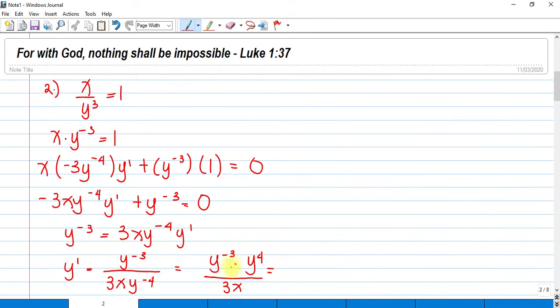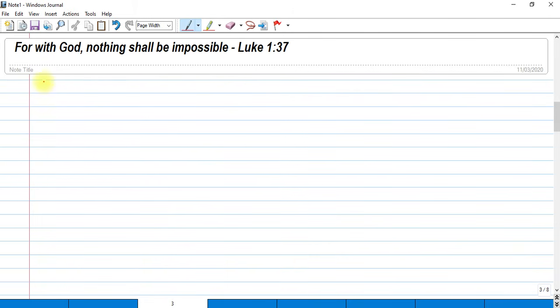By law of exponents, their exponents will add, so negative 3 plus 4, that's y raised to 1, or simply y, over 3x. Okay? So this is now the answer. Of course, we can express y again from our original equation, but most of the time it is left as it is, as this answer, y prime.